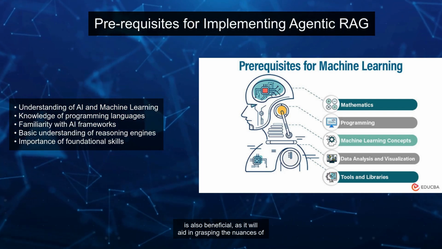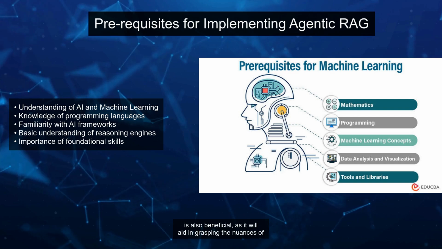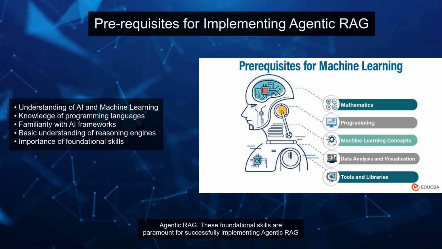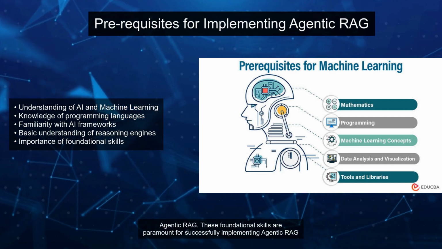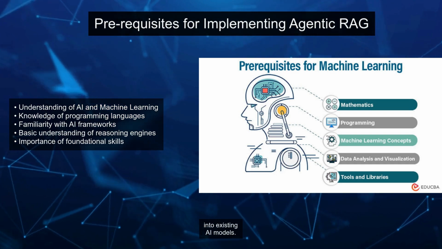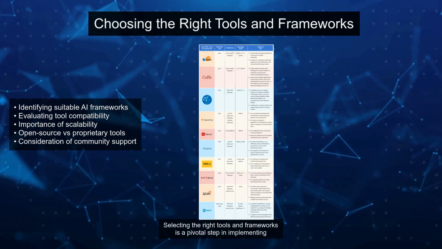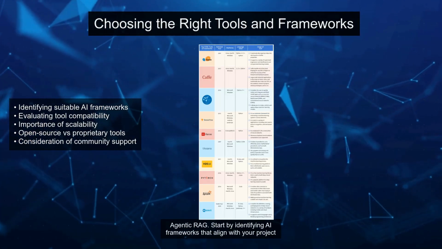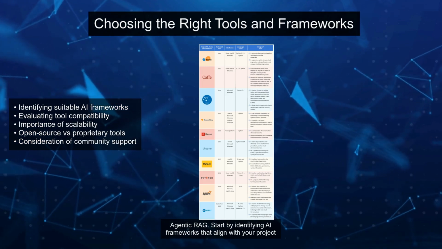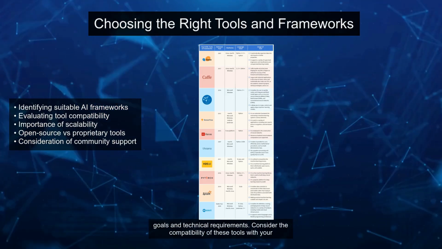A basic understanding of reasoning engines is also beneficial, as it will aid in grasping the nuances of Agentic RAG. These foundational skills are paramount for successfully implementing Agentic RAG into existing AI models. Selecting the right tools and frameworks is a pivotal step in implementing Agentic RAG. Start by identifying AI frameworks that align with your project goals and technical requirements.